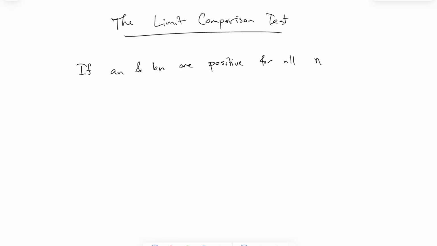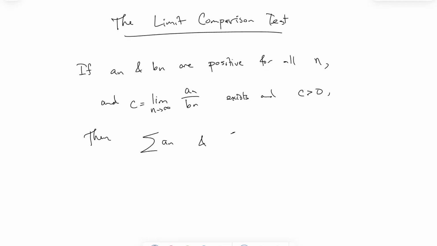But anyway, if they're positive for all n, and if this limit as n goes to infinity of a_n over b_n exists, and I usually call this C, it has to exist and be greater than 0. Then the series of a_n and the series of b_n have the same convergence property. Either they both converge or they both diverge. This is the limit comparison test.